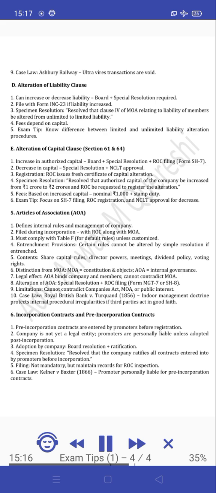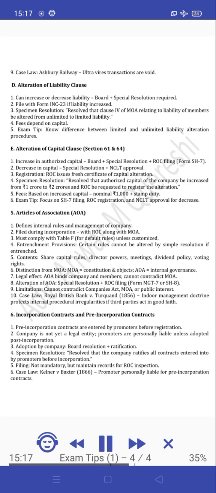5. Articles of Association, AOA. 1. Defines internal rules and management of company. 2. Filed during incorporation with ROC along with MOA. 3. Must comply with Table F for default rules unless customized. 4. Entrenchment provisions. Certain rules cannot be altered by simple resolution if entrenched. 5. Contents. Share capital rules, director powers, meetings, dividend policy, voting rights.